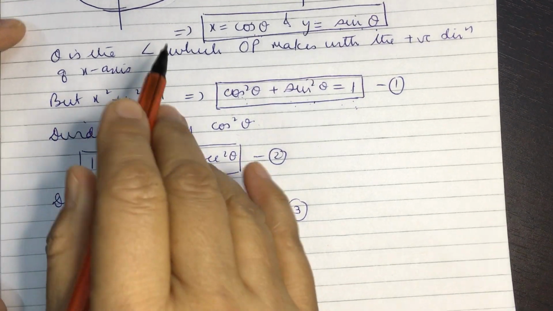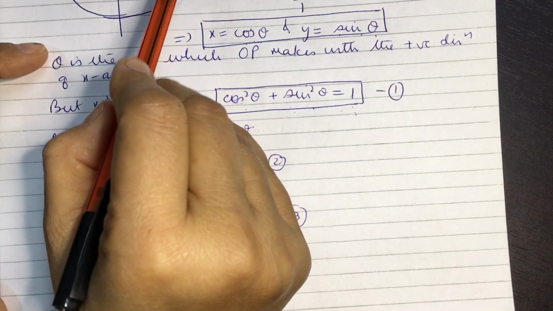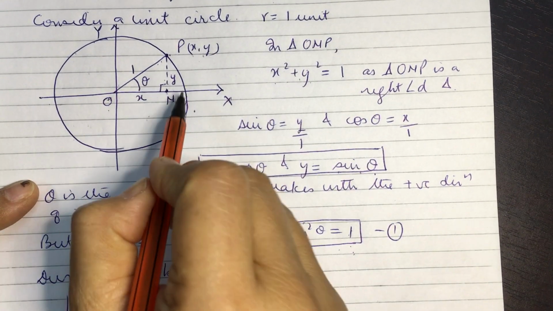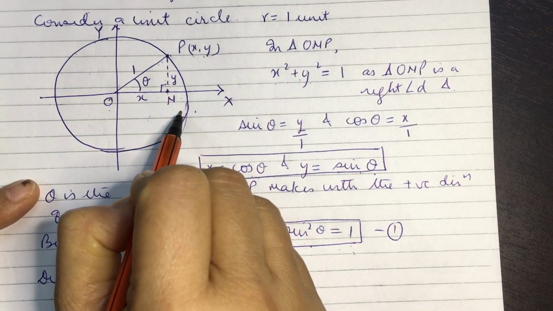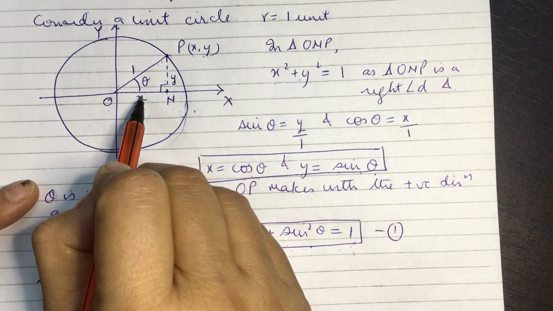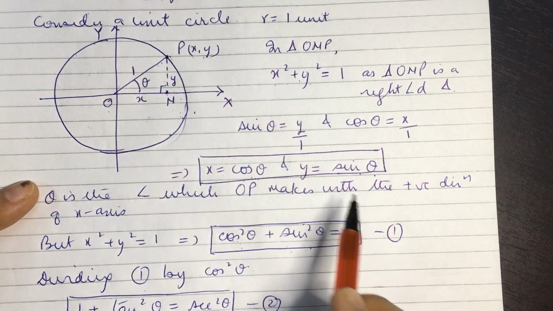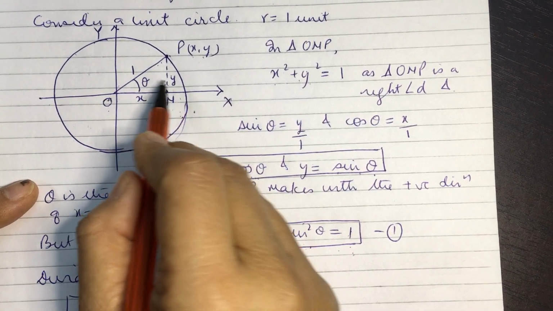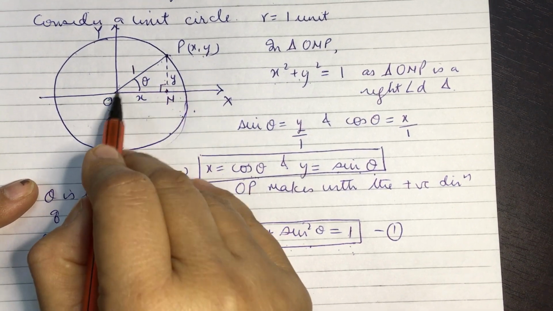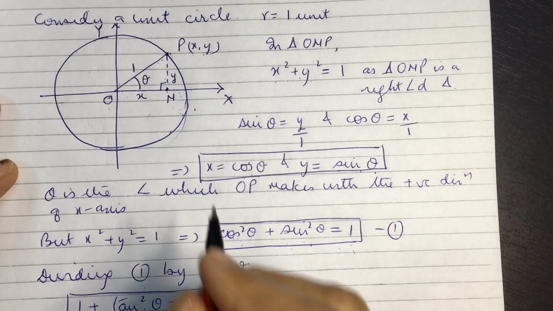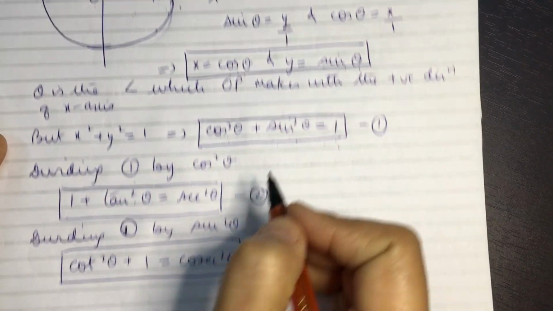Again, I am repeating what we have done just now: we have taken a unit circle and seen that any point on the unit circle is such that its x coordinate gives the value of cos theta and its y coordinate gives the value of sin theta, where theta is the angle which the line joining that point, that is OP, makes with the positive direction of the x axis.